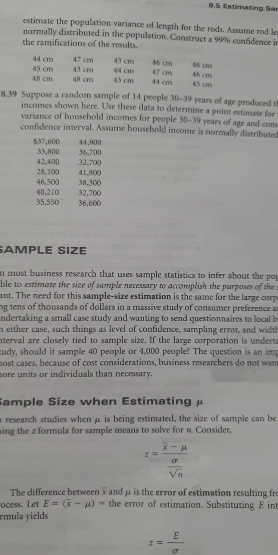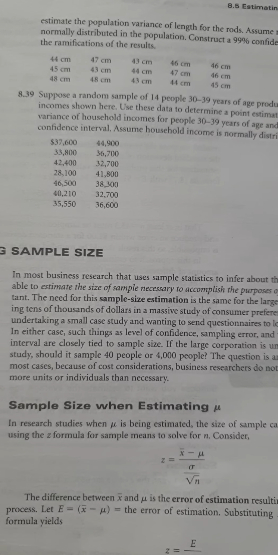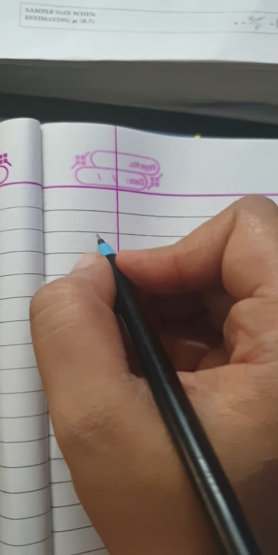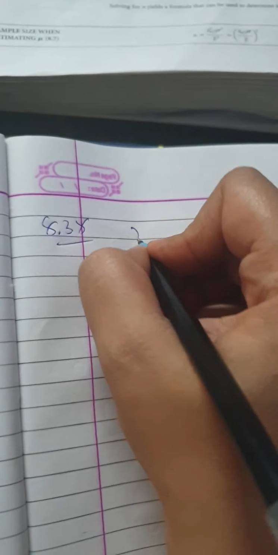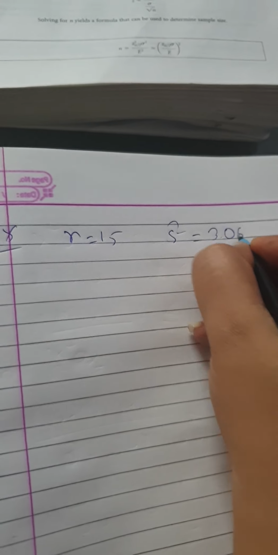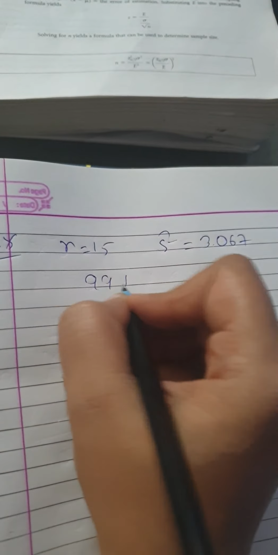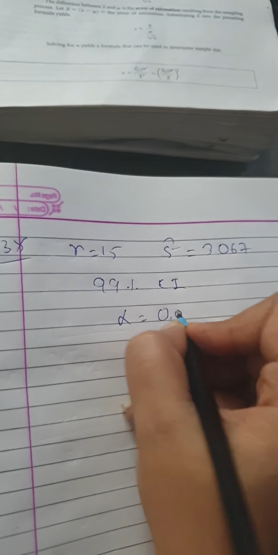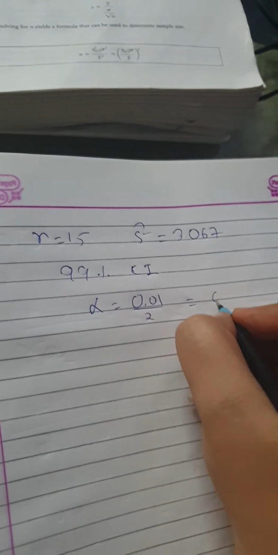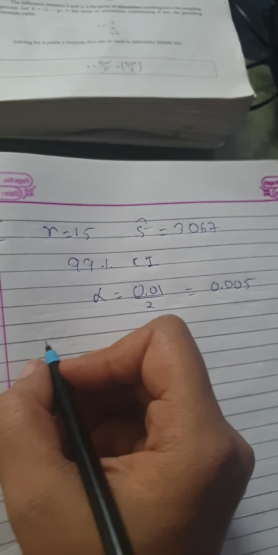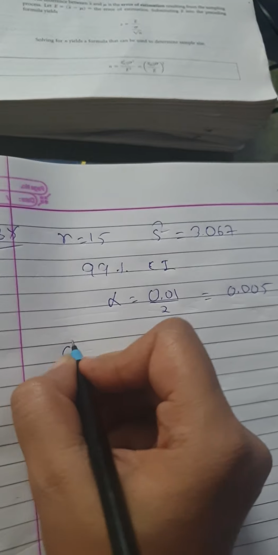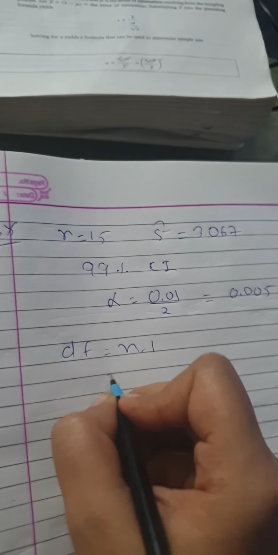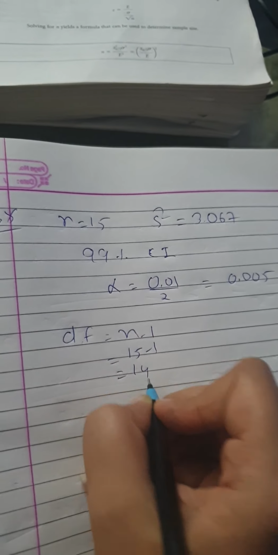Right? From the data given, firstly you have to find the value of S square. Here n equals 15. Find S square, so the answer will be 3.067. 99% is your confidence interval. It means alpha is 0.01 divided by 2, so 0.005. Right? And degree of freedom will be n minus 1, so 15 minus 1, 14.